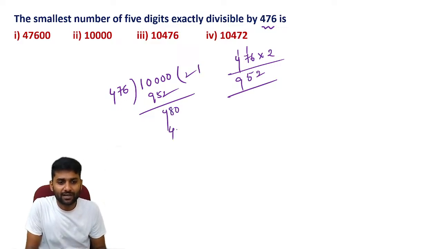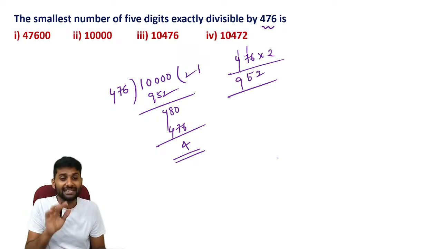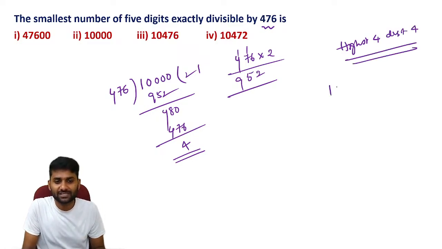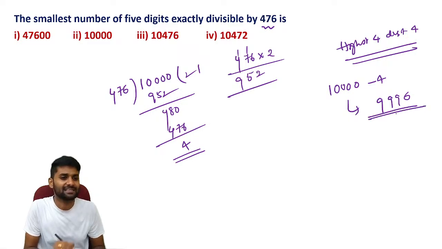Now again it is 1 time 476. Guys, if you find the difference you will get 4. For example, what is the highest 4 digit number? Highest 4 digit number exactly divisible by 476 means the remainder you should subtract from 10,000. It becomes 9,996 as the answer.